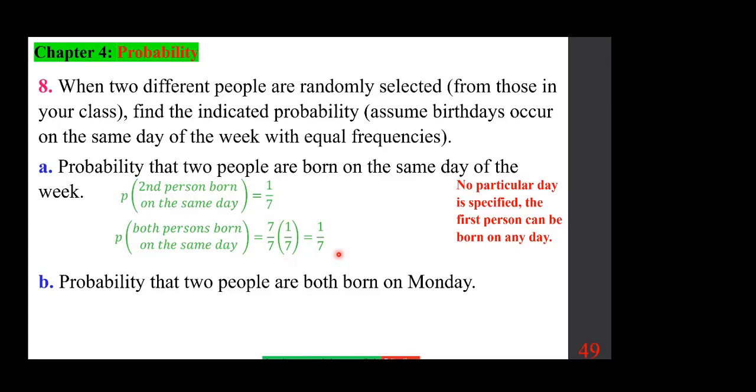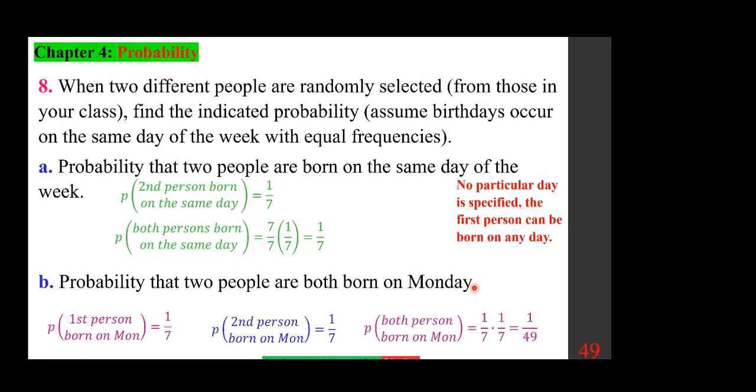However, if you look at the case where we have two people and we want them to be born on the same day, for example, Monday, now each one has a probability of 1 out of 7. The first person being born on a specific day, for example, Monday. Same thing for the second person, for example, Monday. Now their product is 1 out of 49.